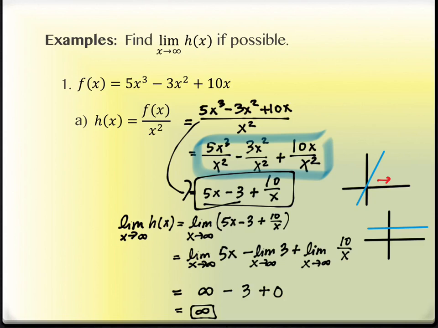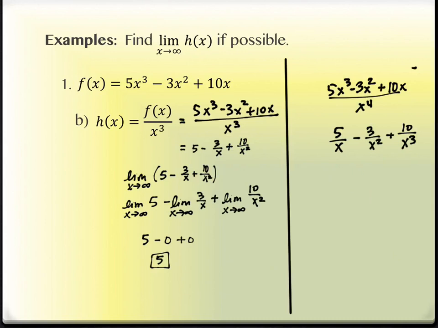Well, if there's no horizontal asymptote, that's why I get infinity. Or it could have been a negative infinity. That would have been an option too, depending on the functions that I'm working with, okay? So if the numerator has a bigger exponent, I don't have a horizontal asymptote.